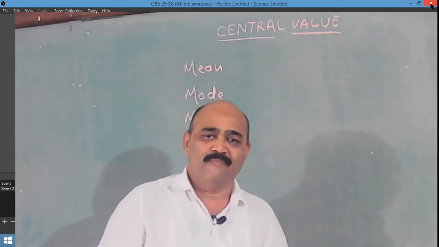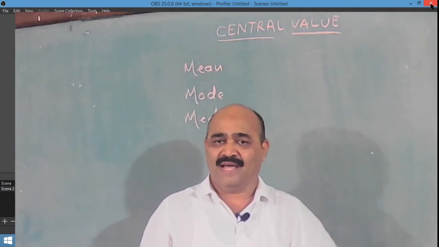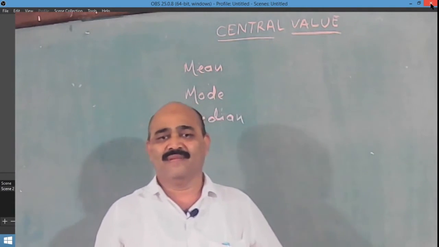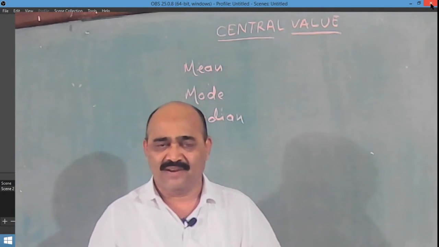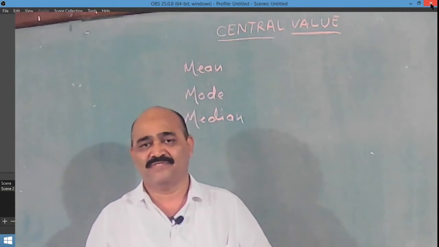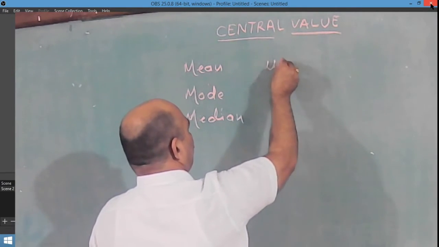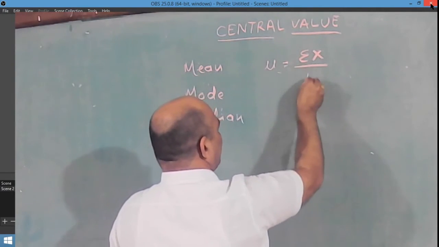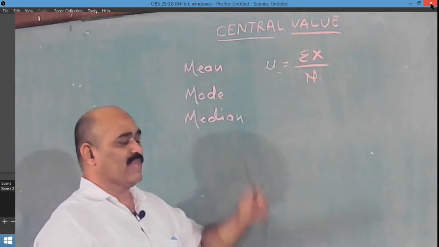Mean denotes arithmetic average. It is calculated by making the total or sum of all observations present in our data and dividing it by the number of observations. That means mean is equal to the sum of all observations divided by the number of observations. It is known as mean.